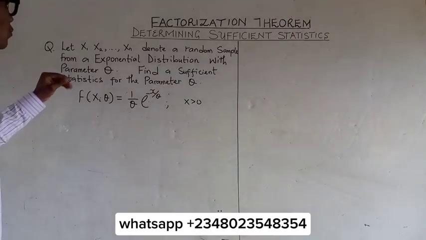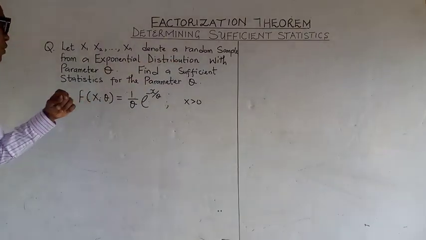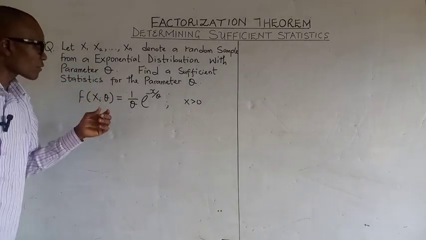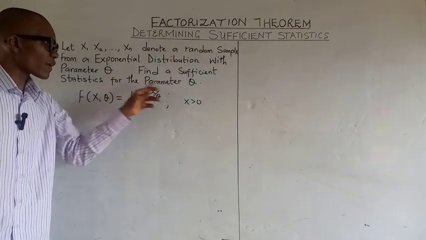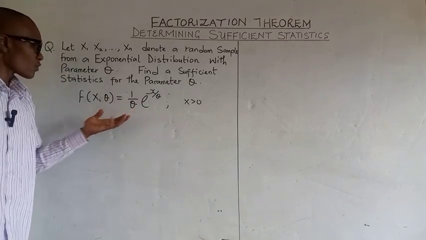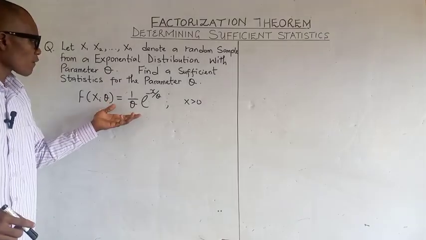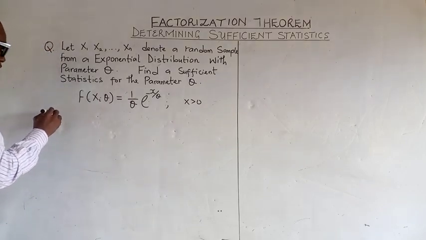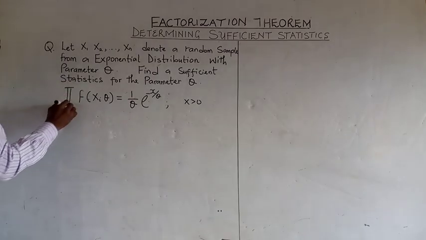We have yet another equation here, which is for the exponential distribution. The parameter here is theta. How can we find the sufficient statistics for the parameter theta? This is the distribution. What we need to do is just to factor the distribution. To factor the distribution, we just take the products.